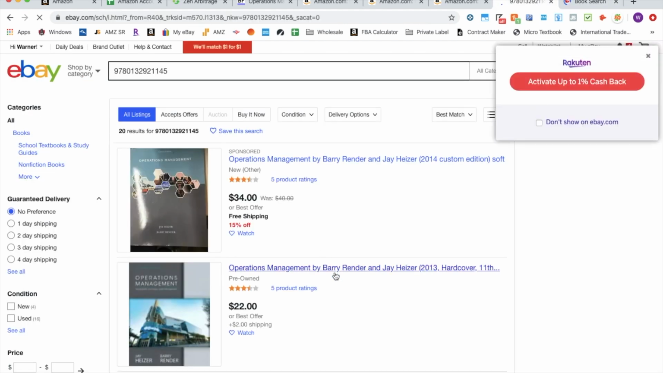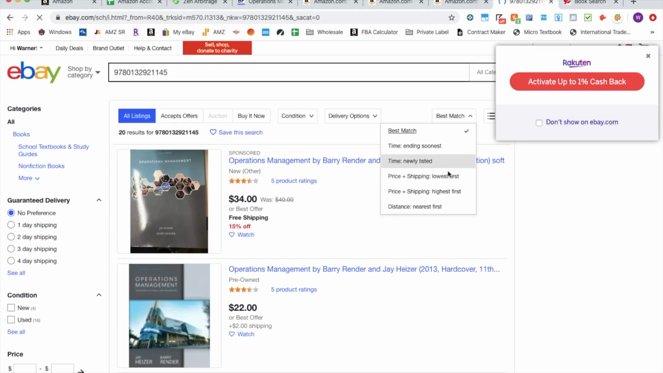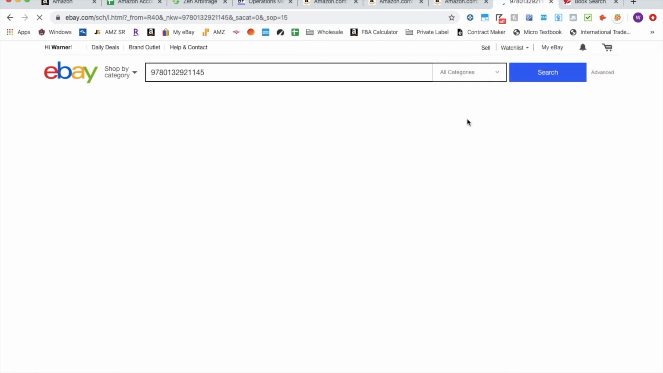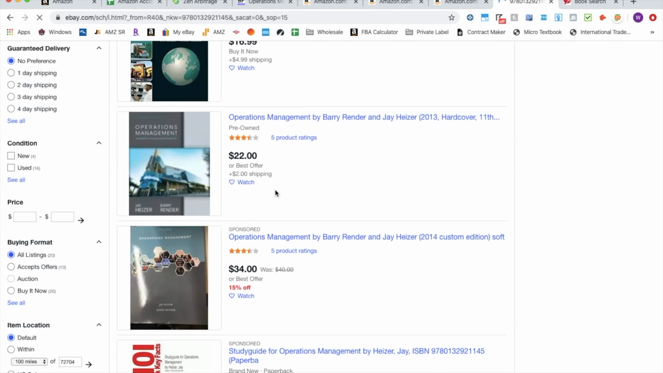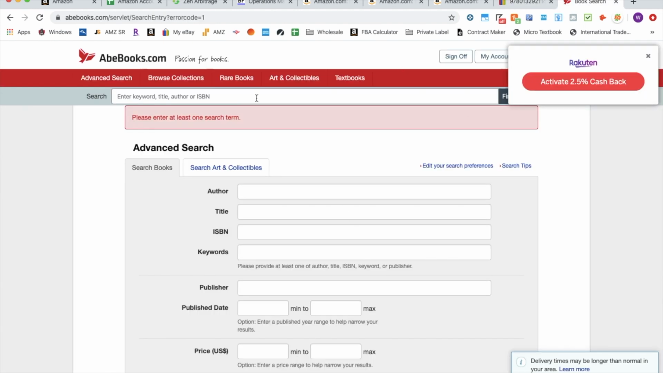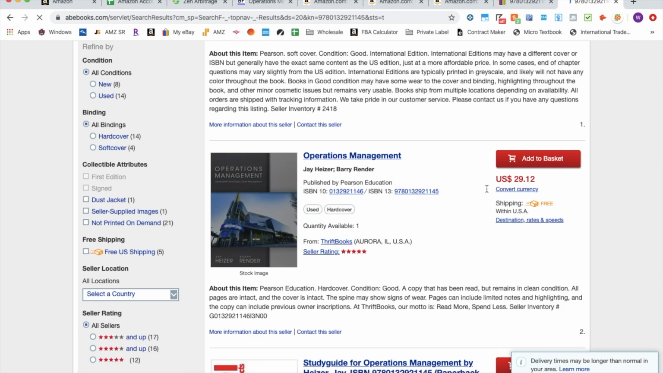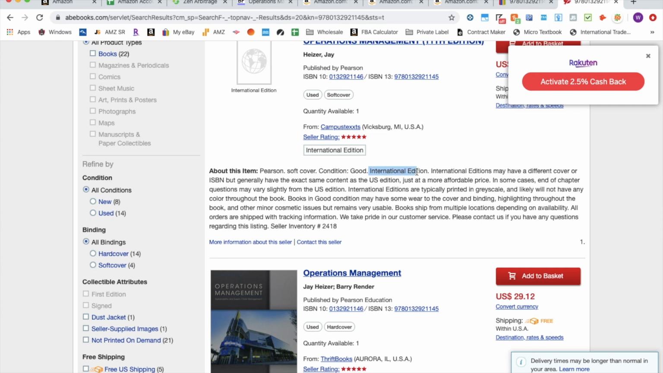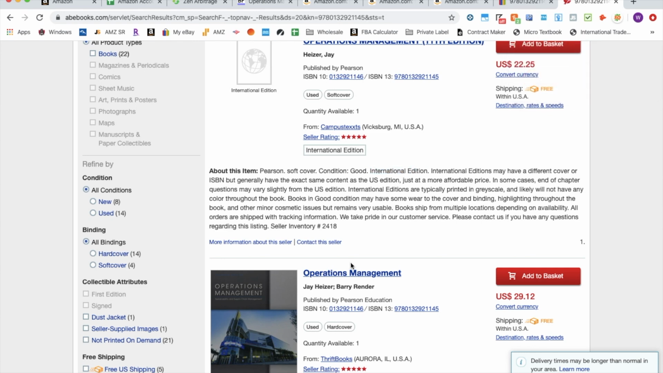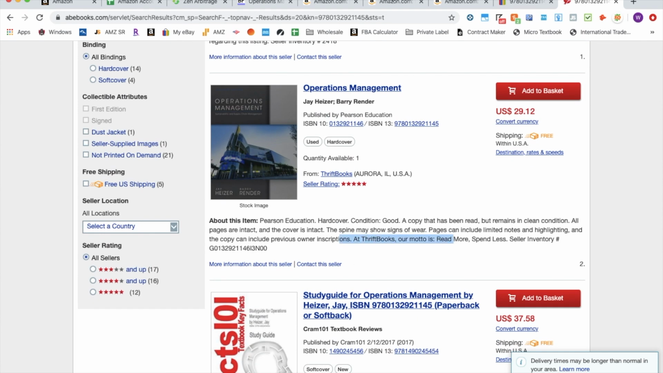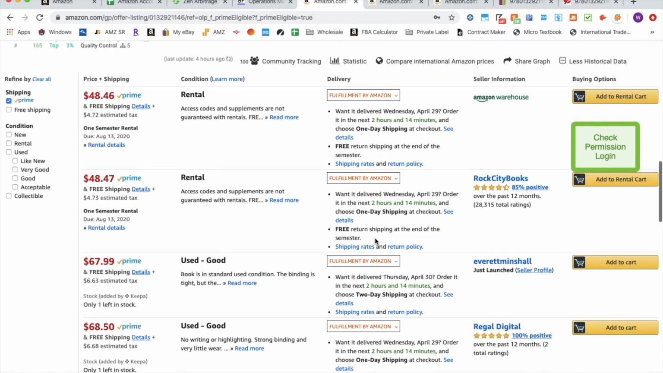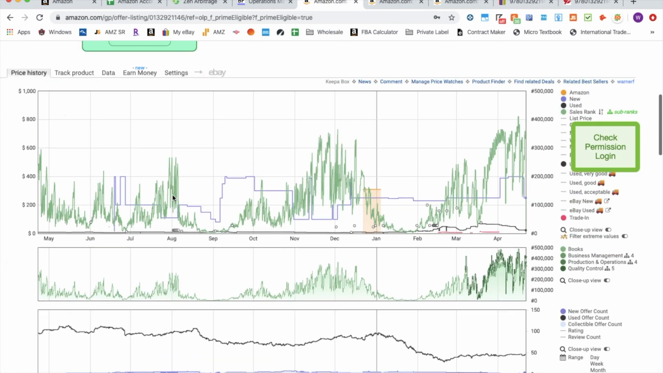Looks like eBay has it for, sort by lowest price. eBay's got it for 24, and Abe has it for, that's an international edition. You want to stay away from those. You also want to look out for teachers editions. Abe has it for 29, and then it looks like it's going for 70.